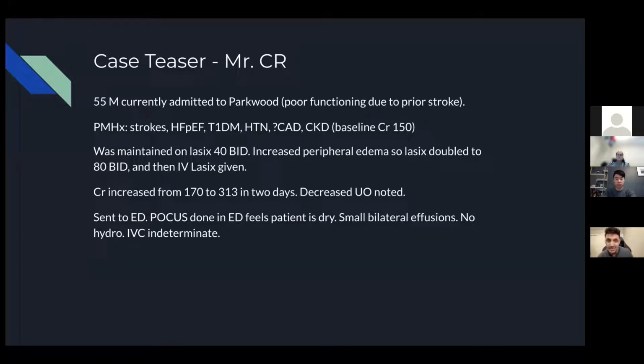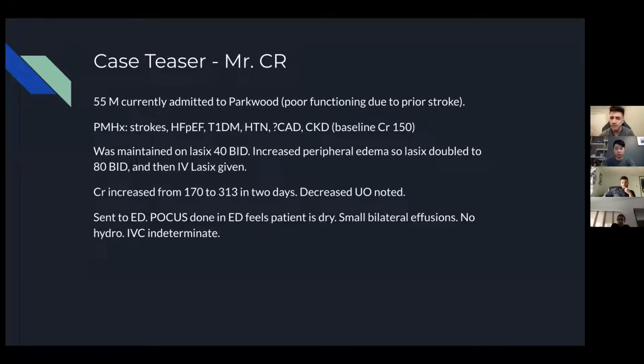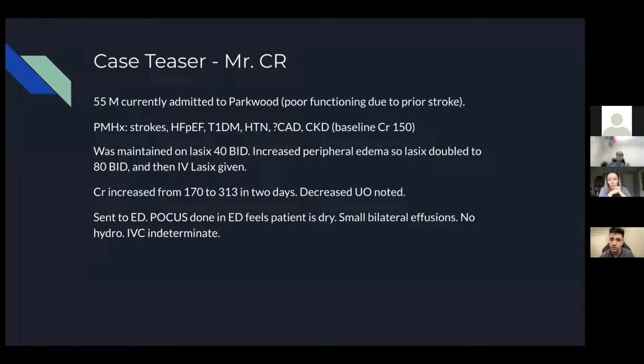They sent him to the ED here. POCUS is done in the ED. They feel the patient is dry. There are no B lines that they can see. There are maybe some small bilateral effusions, but there's no hydro. The IVC they feel is indeterminate. So their conclusion is this patient probably has a pre-renal AKI from overdiuresis, given the recent increase in his Lasix, and they give him some IV fluids.